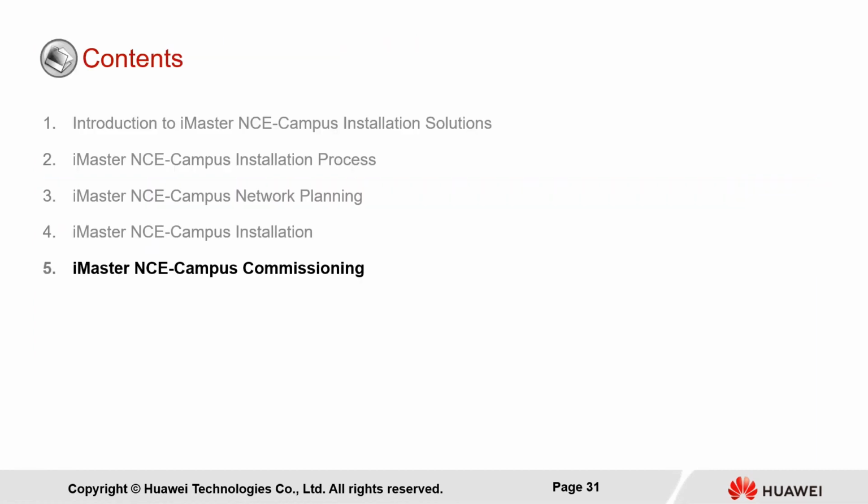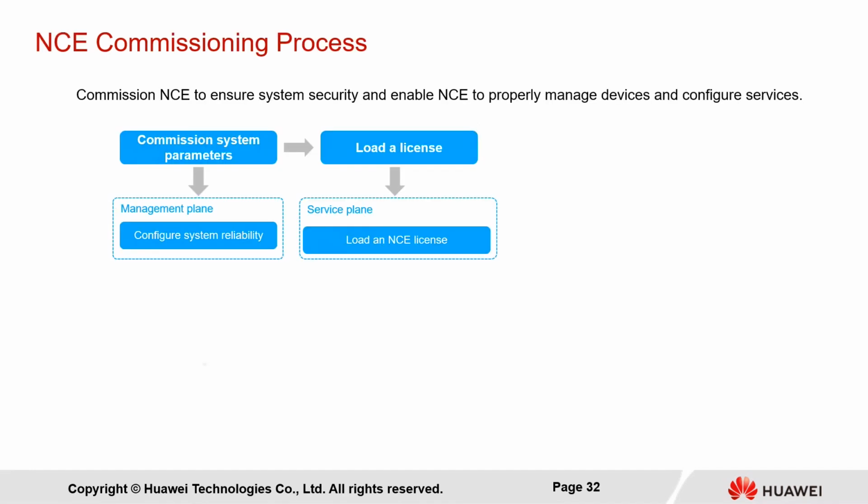And in the end is the iMaster NCE-Campus commissioning. We need to commission the NCE before using it. So NCE commissioning consists of two steps. Commission NCE to ensure the system security and enable NCE to properly manage devices and configure services.